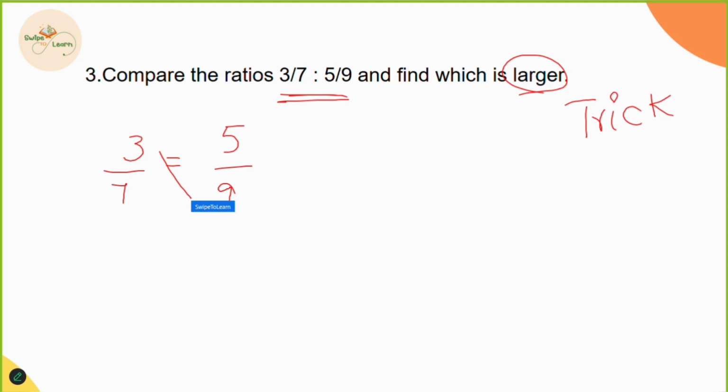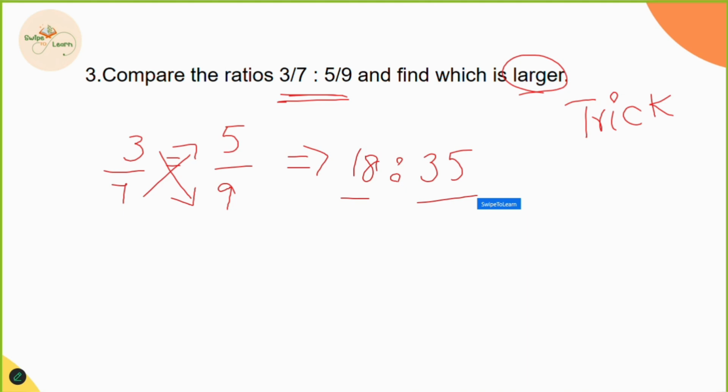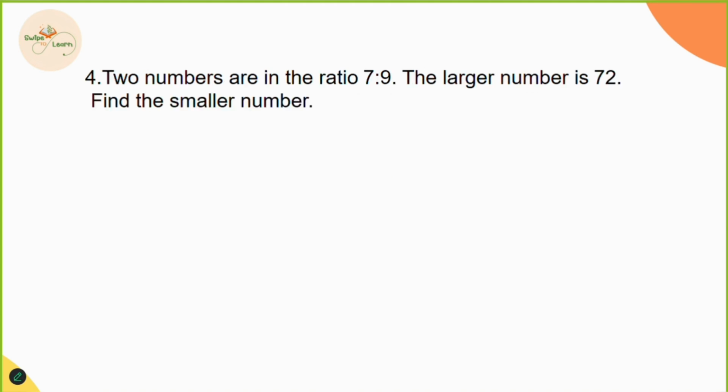What we need to do is simply cross multiply. What we get? 9 3s are 27... 9 3 is 18 and 7 5 is 35. Now you compare which is larger. 18 is larger or 35 is larger? Of course 35. So the ratio 5 is to 9 is larger. Looks easy, no? Yes. Next question.